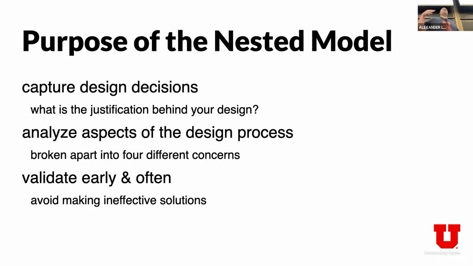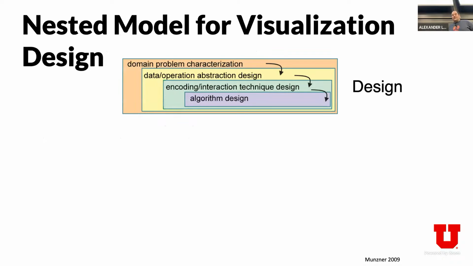If you break apart the process into different components, and if you're aware of which part you're working on, then it's actually easier to make good choices and to think about where things break down. It also encourages you to validate early and often to avoid making ineffective solutions. And so here's the figure. This is the nested model. You have these four things that are nested in each other.